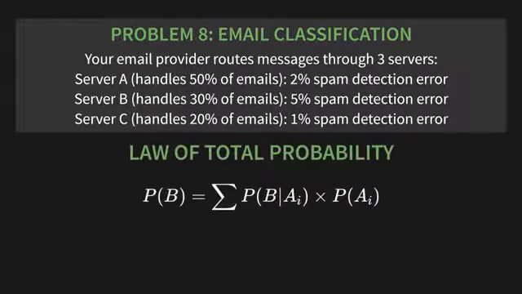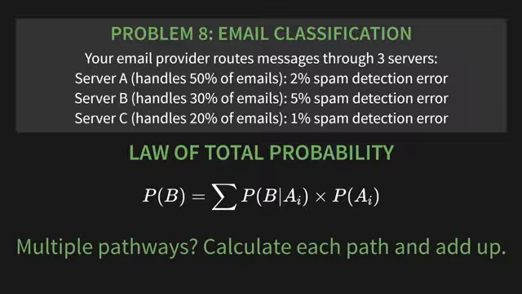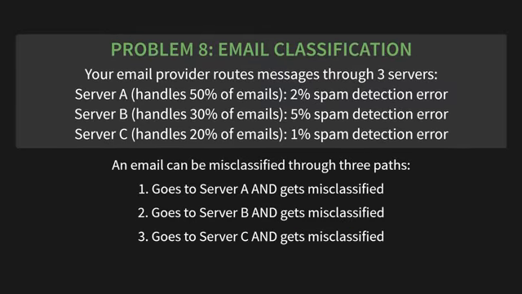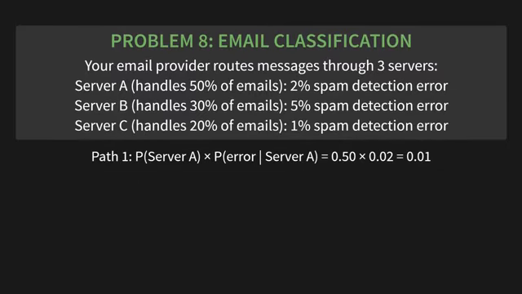This is where the law of total probability becomes your best friend. Think of it like this. An email can take one of 3 paths, and each path has its own chance of going wrong. Let me show you how this works. An email gets misclassified in 3 possible ways. It goes through server A and gets misclassified, or through server B and gets misclassified, or through server C and gets misclassified. So let's calculate each path separately.